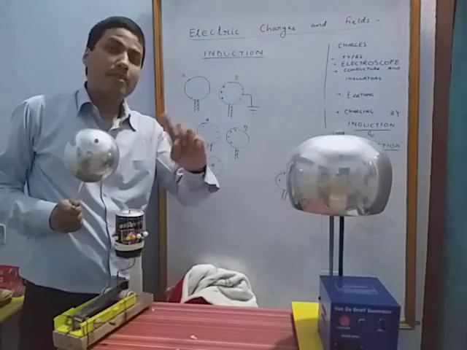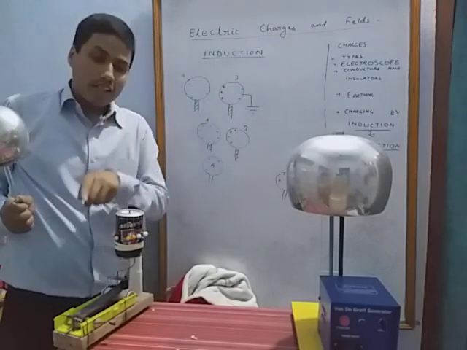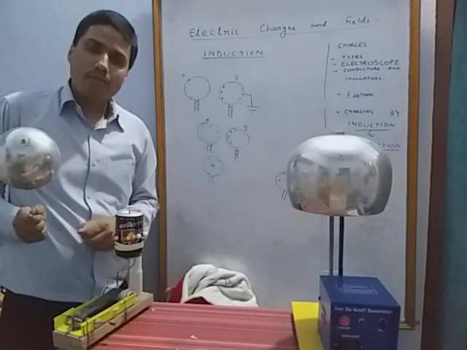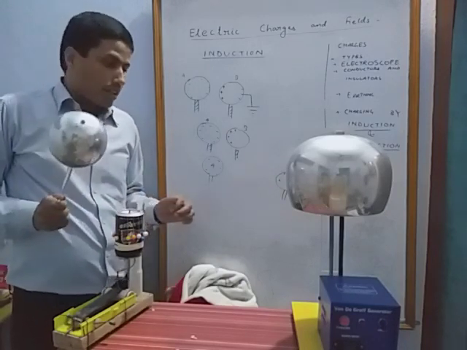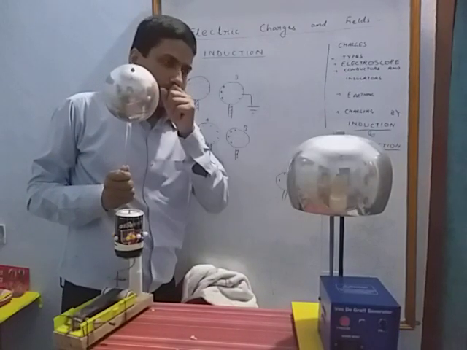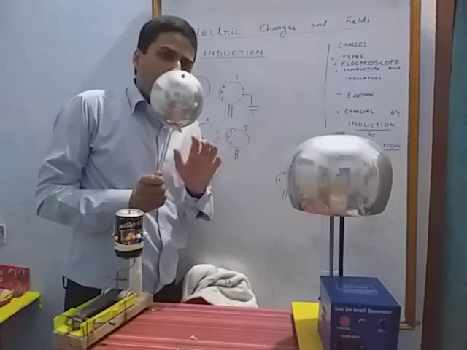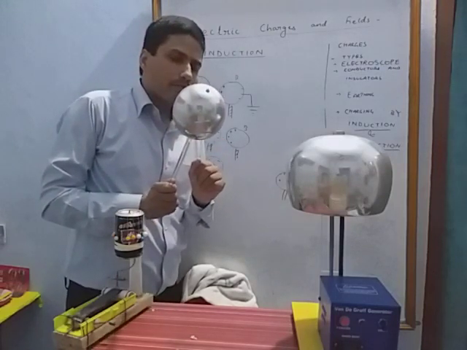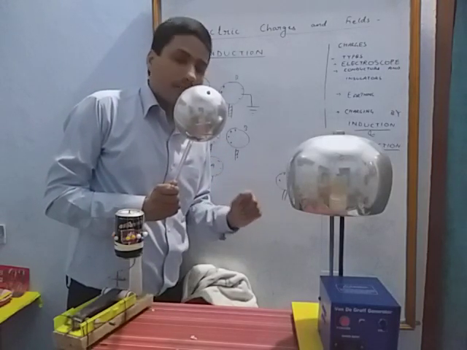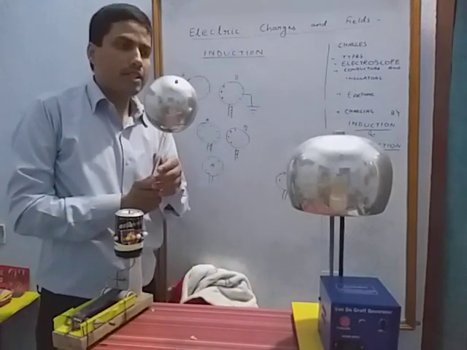And when I charged it by contact, it got negatively charged. That time I had shown you, it repelled those negatively charged pith balls. Right now, students, let me show you. This is negatively charged. This is positively charged. If I bring it quite close, there might be a spark. And I would like you to see that spark.